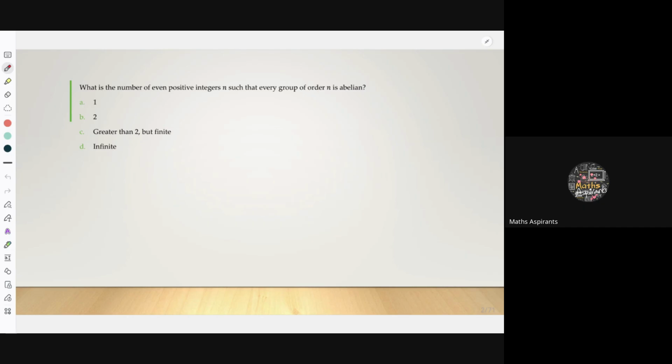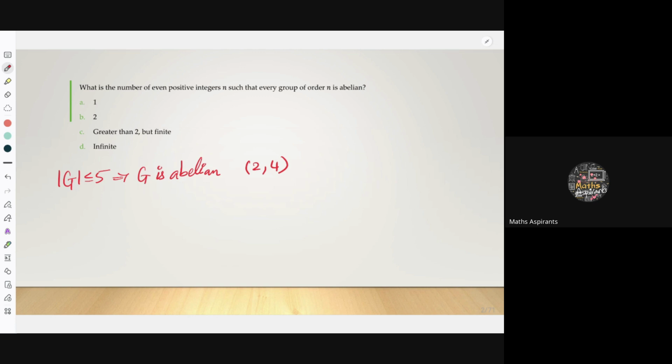So what is the first thing we know about abelian groups? This is something which we learn right at the start, which is that if the order of the group is less than or equal to 5, then G is abelian. This is one of the theorems which we learned early on in group theory. So this already gives us two even positive integers, which are 2 and 4.